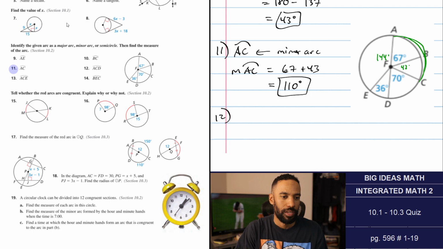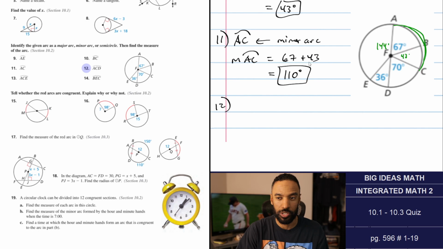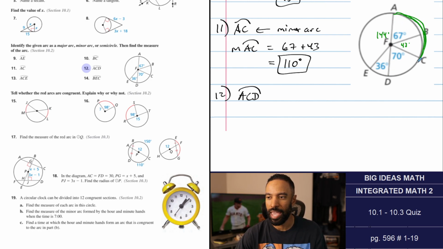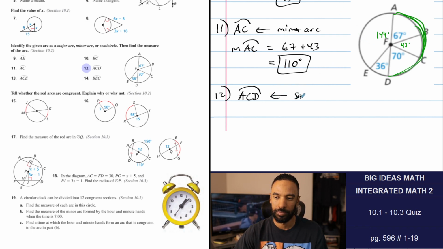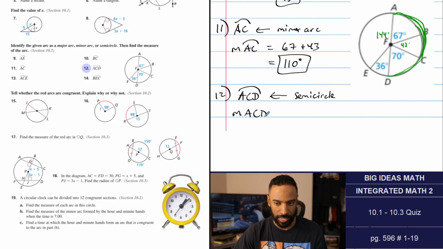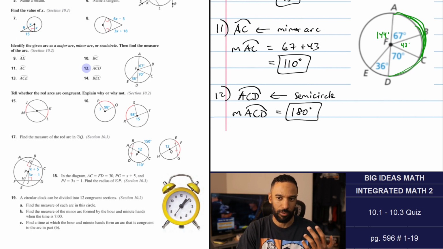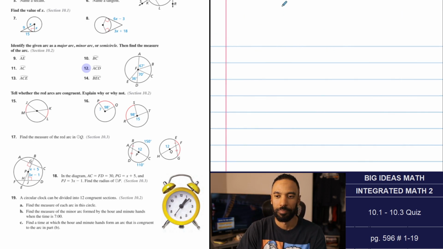Number 12, arc ACD. This time it's not a minor arc, but is it a major arc or is it a semicircle? We're actually going to have to look at the diagram to know for sure. It looks like it's going to be the semicircle. So this is the one, remember AD was a diameter. So from A to D, like that, will be a semicircle. That's a 180 degree measure. I'm not going to calculate anything for you here. Semicircles have a 180 degree angle measure, period.